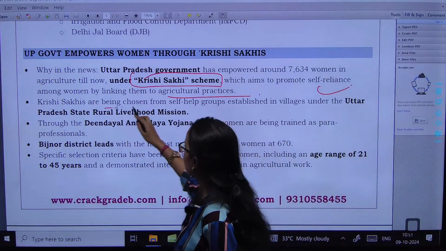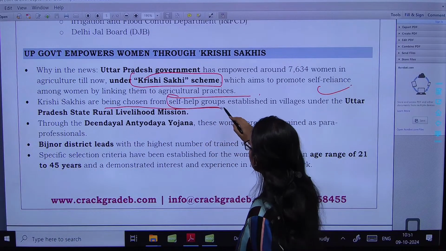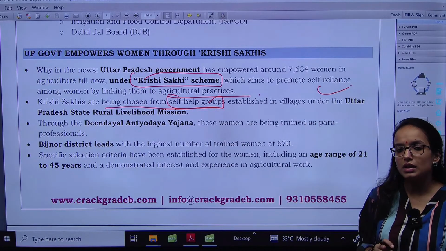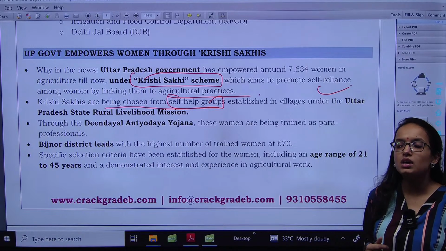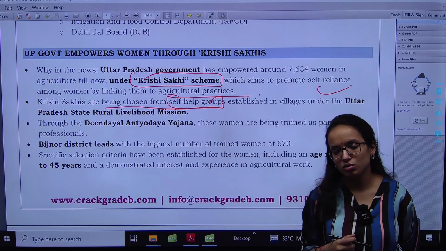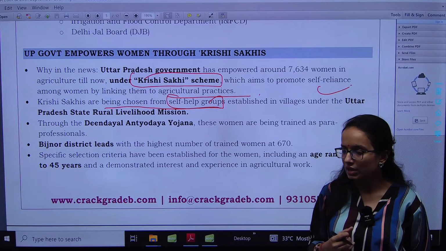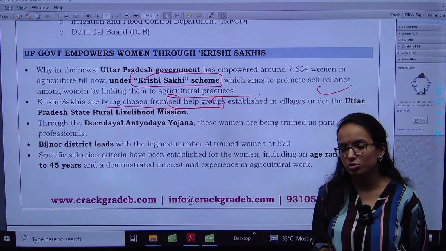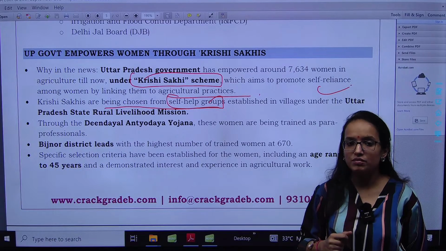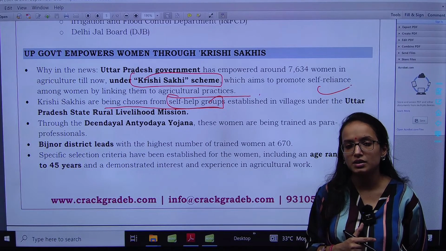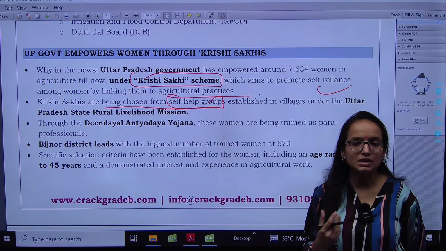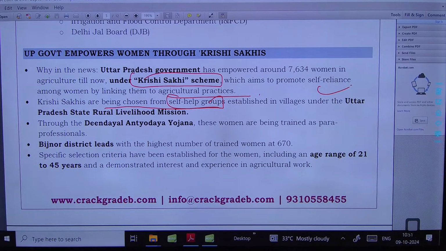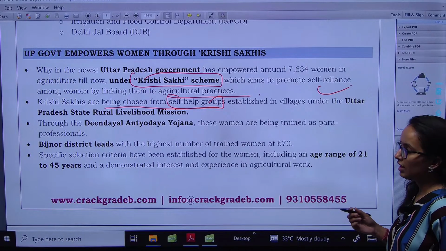Now, Krishi Sakhis are being chosen from self-help groups. Self-help groups, you all know, are created and the money is pooled among the members. Whenever a person of the group requires a loan, it is extended to that person. Self-help groups have actually transformed the rural arena. They have been major contributors to rural development and particularly women empowerment, making the women self-reliant. So among these self-help groups, these Krishi Sakhis are chosen by the government under the Uttar Pradesh Rural Livelihood Mission.